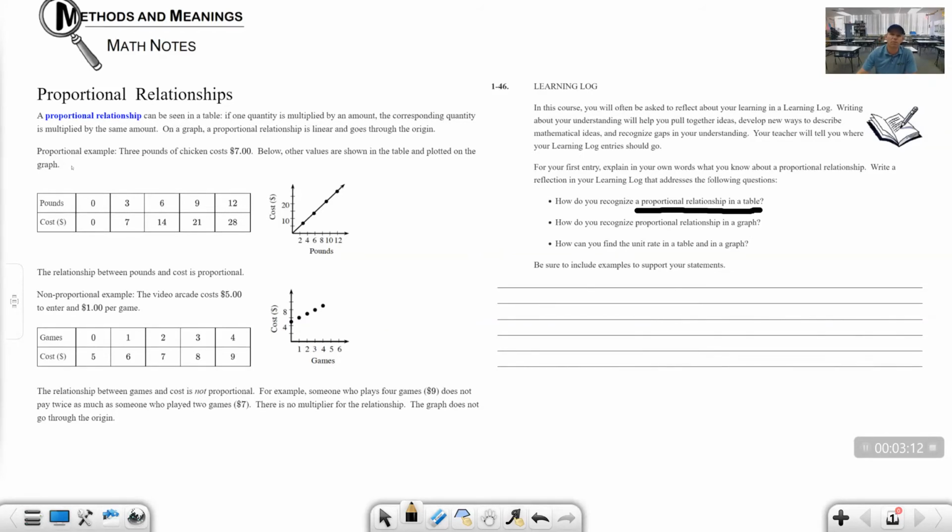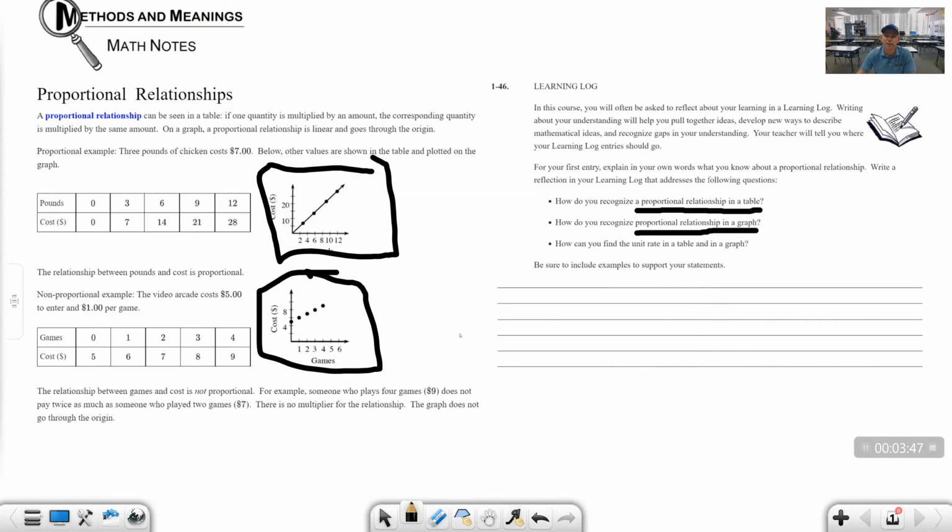For those of you that don't know, this right here is called a table. When you have your X and Y values set up in a grid like this, this is called a table. Tables sometimes go side to side, sometimes they go up and down. So that's a table. Where do you see proportional relationships in a table? Next section: where do you see a proportional relationship in a graph? A graph is this. That's a graph. There are a couple ways that you can recognize a proportional relationship in a graph.